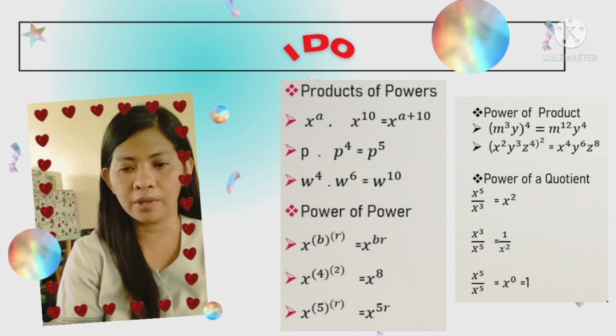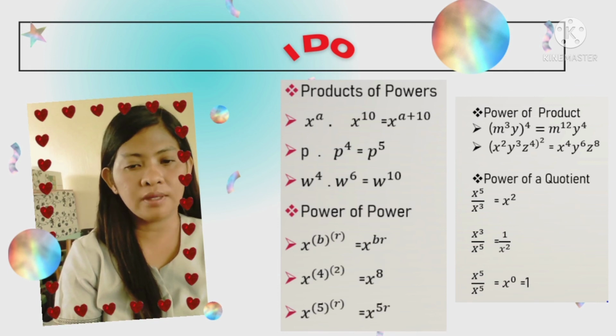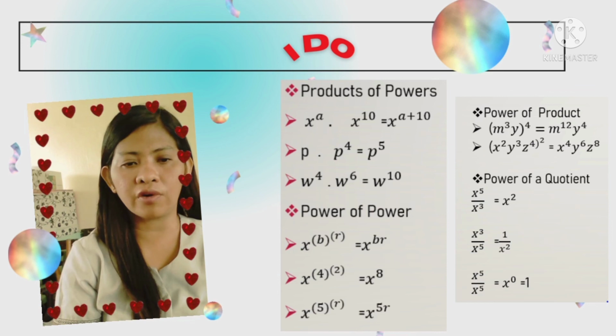Next problem. x raised to the fifth power over x raised to the fifth power is equal to x raised to the 0 power. As you can see, the exponent of the numerator and the exponent of the denominator are the same. So if you subtract the same exponent, the result will be 0. And take note, class, if the exponent of a variable or of any number is equal to 0, the result is 1.